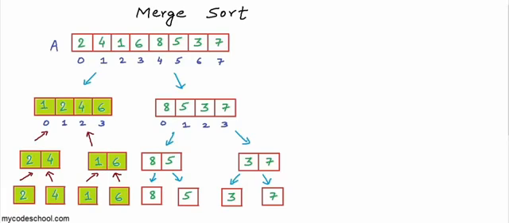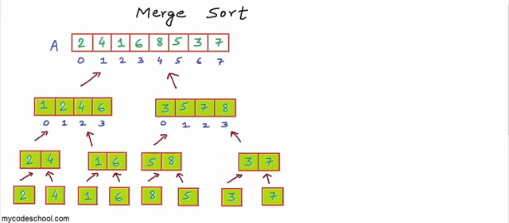Coming to this side, all these sublists with just 1 element are already sorted, so we will start merging back. Finally these 2 sorted sublists 1, 2, 4, 6 and 3, 5, 7, 8 can be merged back into the original list A. And now let's write pseudocode for this algorithm.